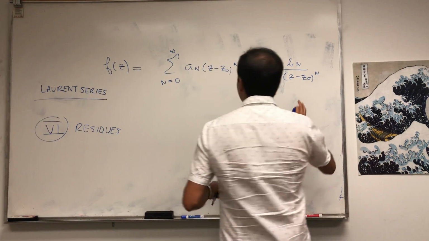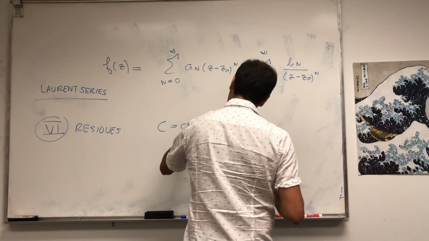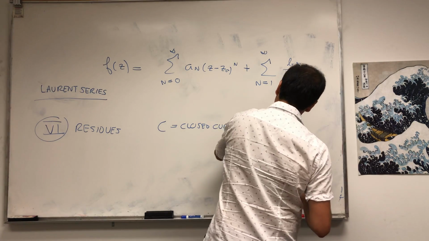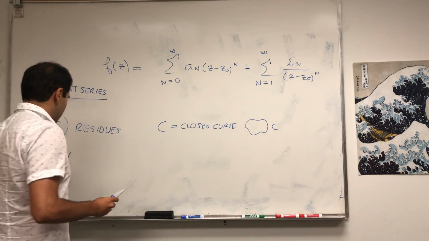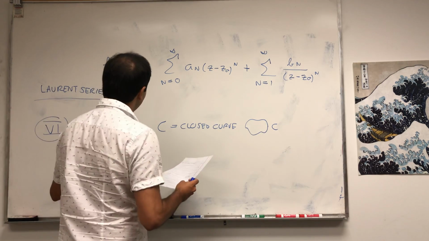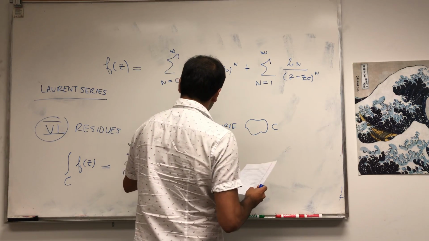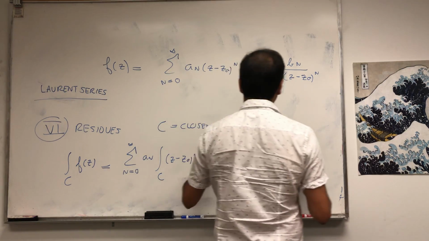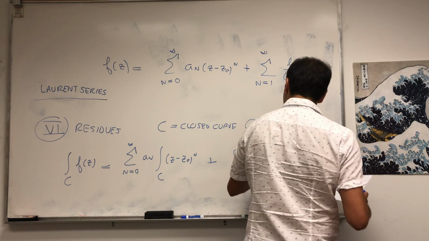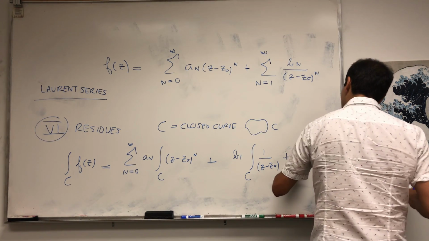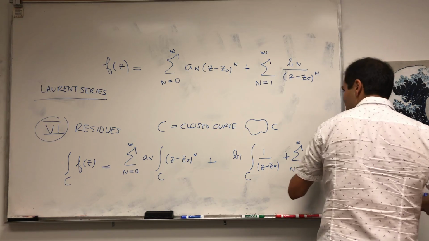But let me motivate this. Take a Laurent series and let C be a simple closed curve. So C is a simple closed curve, like this. Take this Laurent series and integrate it over C. Then you get the integral over C of f of z equals the sum from n equals 0 to infinity of an times the integral of z minus z naught to the n over C, plus, let's just separate this because you'll see in a second why we do that, the integral of 1 over z minus z naught over C, plus the sum from 2 to infinity of bn times the integral of 1 over z minus z naught to the n over C, dz.